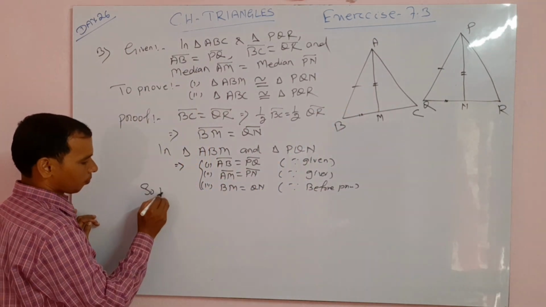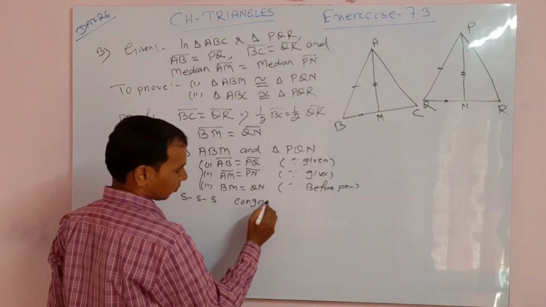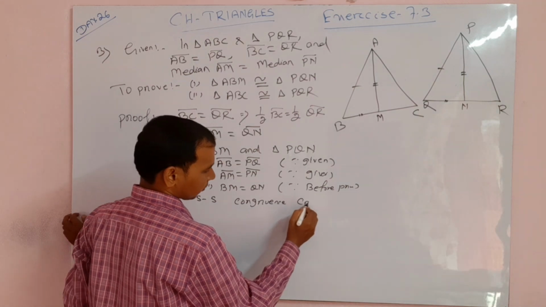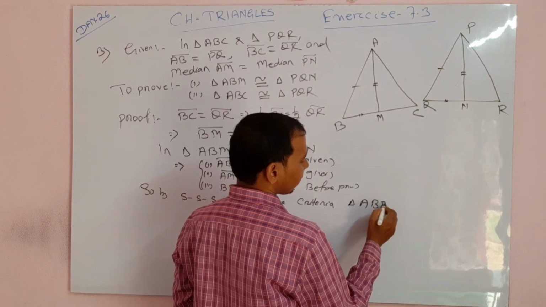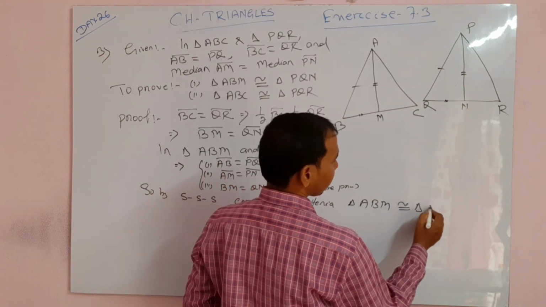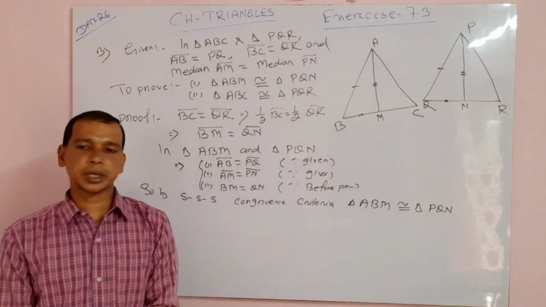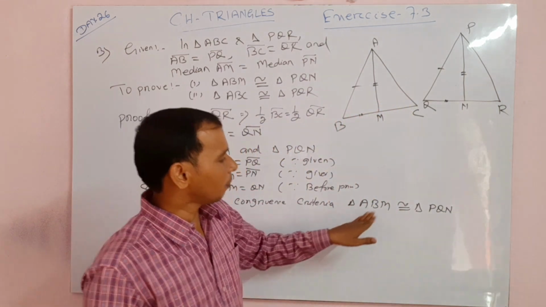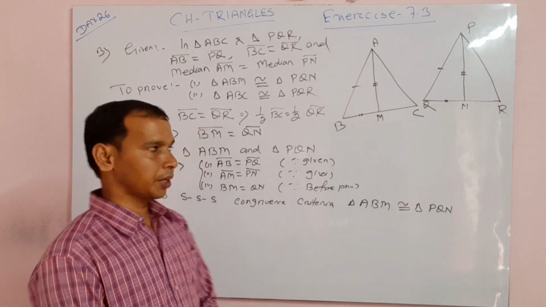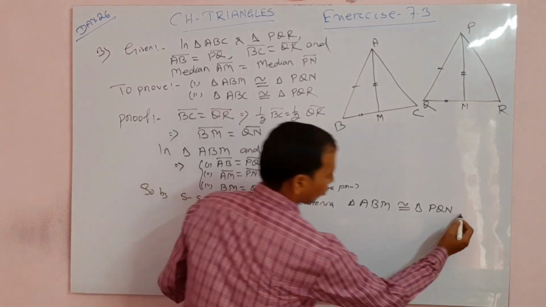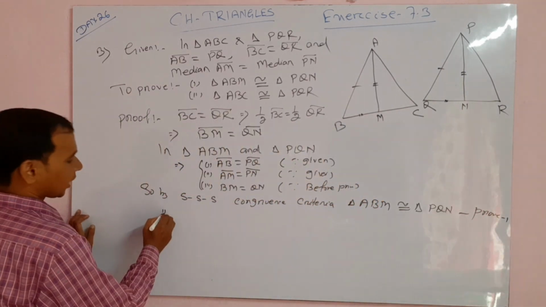So by side congruence criteria, triangle ABM is congruent with triangle PQN. Okay, ABM congruent with the PQN. As triangle ABM is congruent with the PQN, this one is proof 1. Okay, second option.